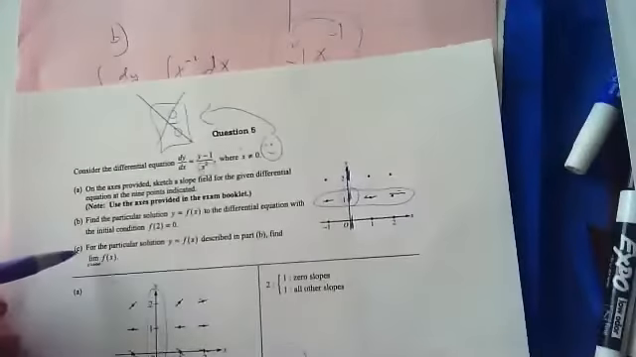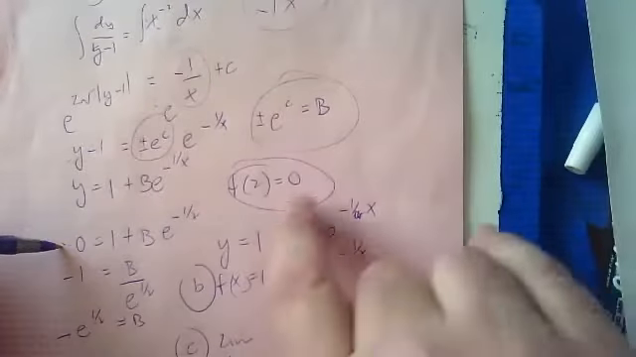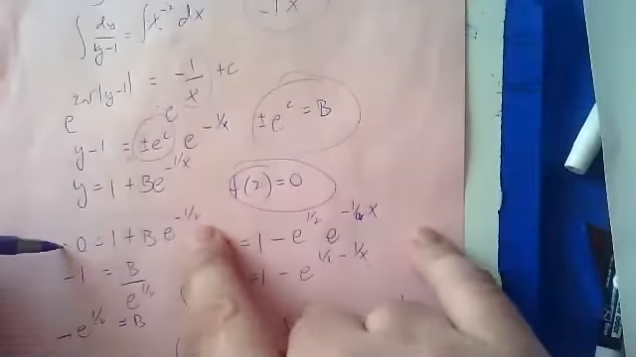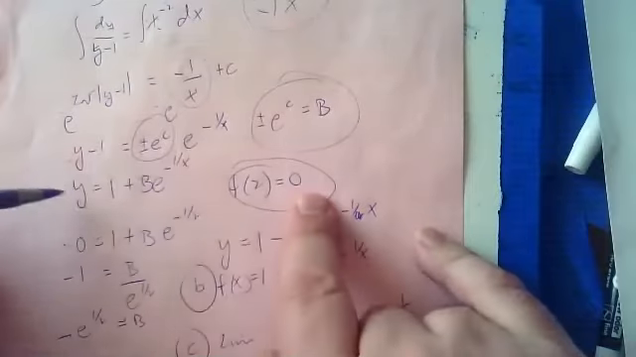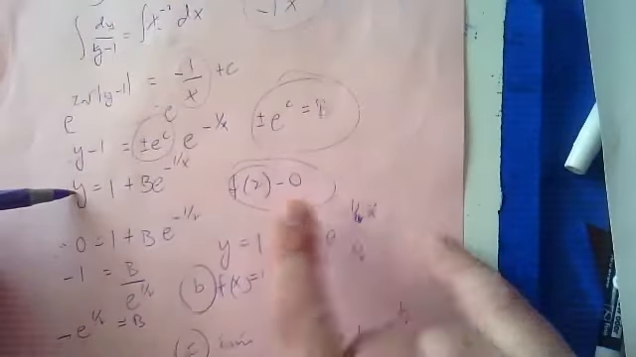Okay. Mr. Kukla, yes, please. Can you go back and explain where you plugged in the initial condition? This one here. Yeah. I plugged in a 2 for the x here, and I plugged in a 0 for the y.